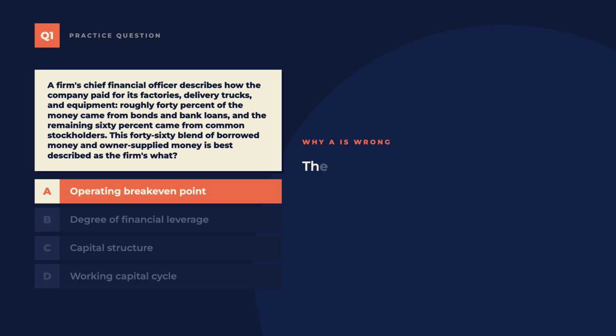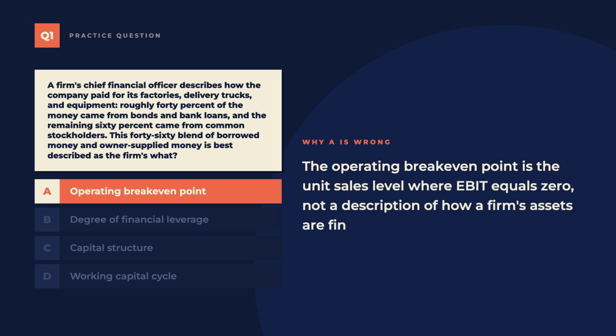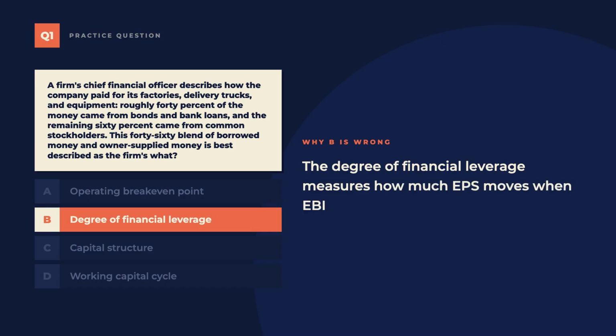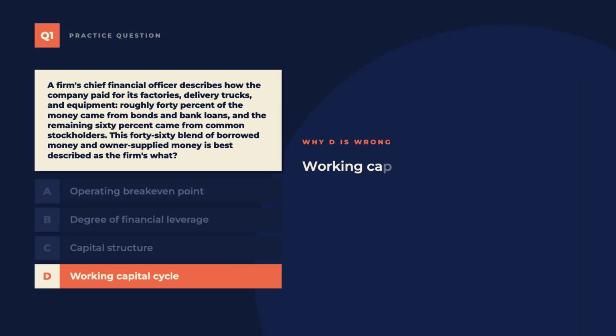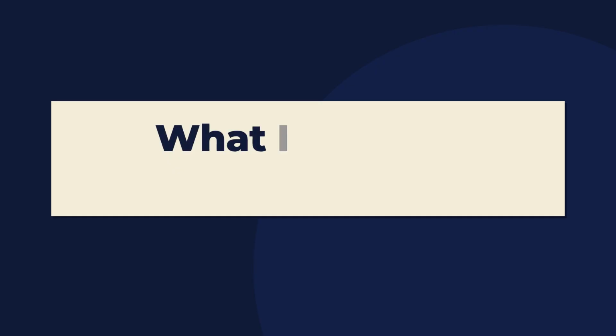A is wrong because the operating break-even point is the unit sales level where EBIT equals 0, not a description of how a firm's assets are financed. B is wrong because the degree of financial leverage measures how much EPS moves when EBIT moves. It is a sensitivity number, not the financing mix itself. D is wrong because working capital concerns short-term current assets and liabilities used in daily operations, not the long-run blend of debt and equity funding.